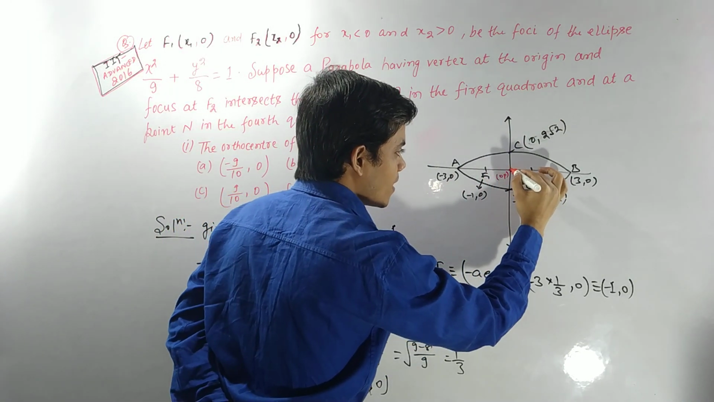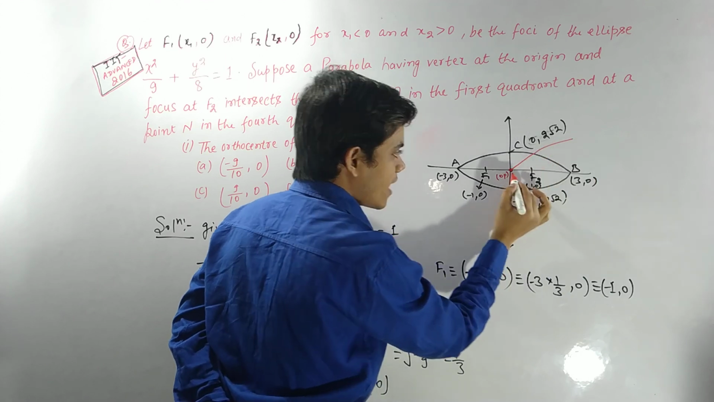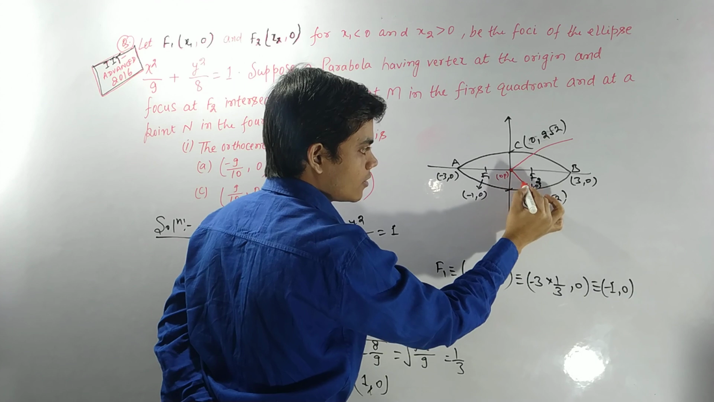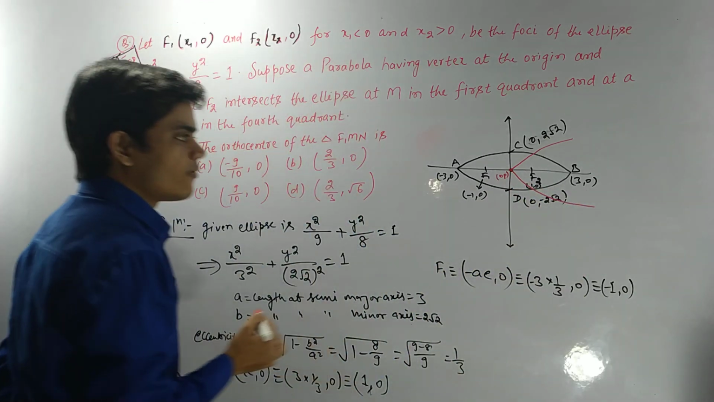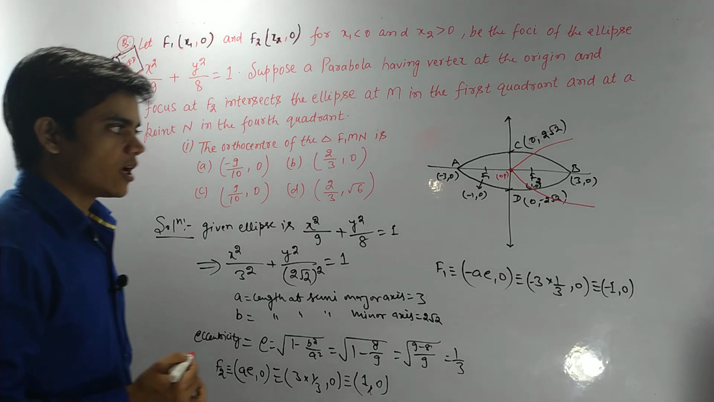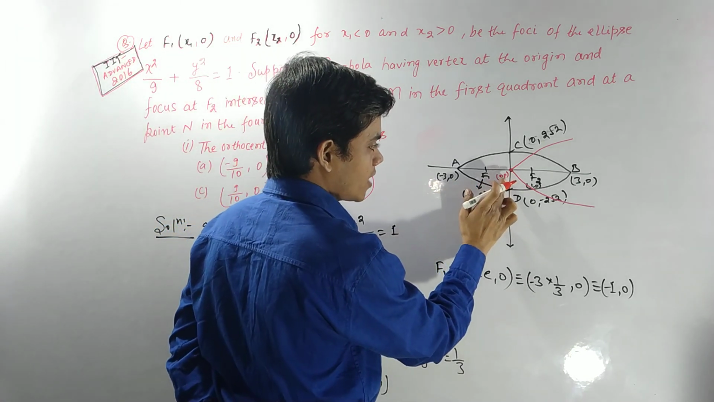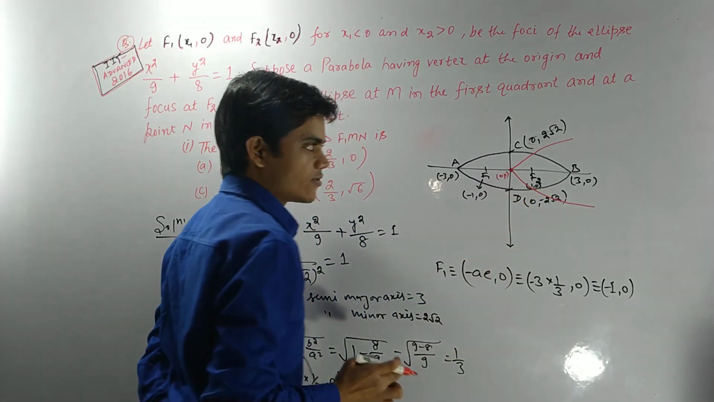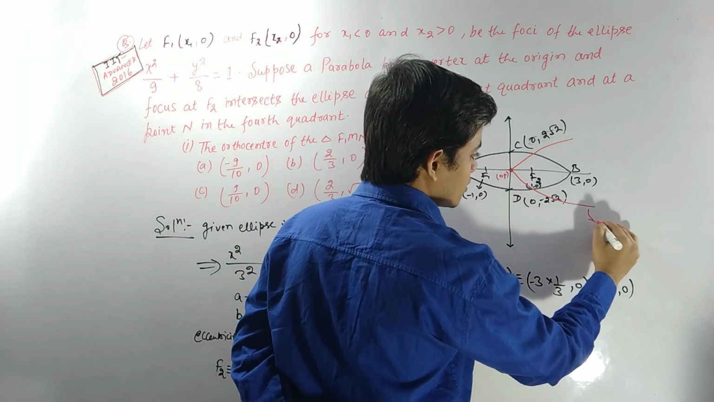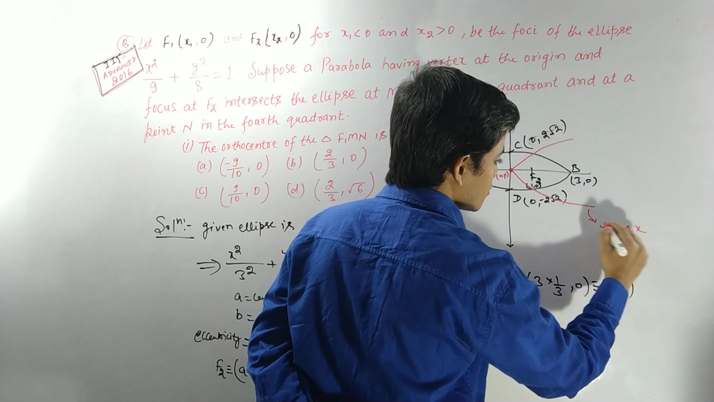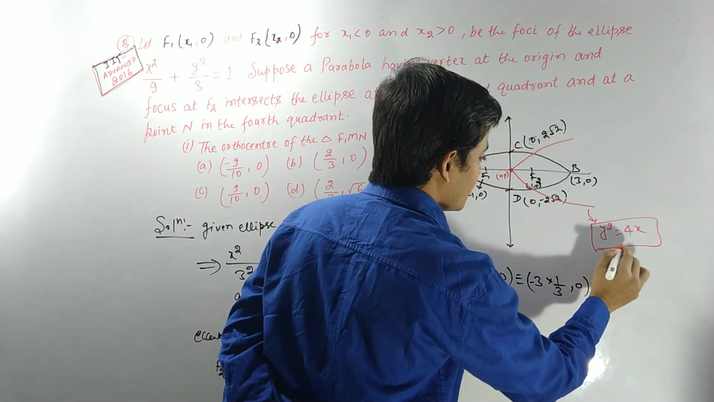So there is a parabola whose vertex is at the origin and whose focus is nothing but F2. If I ask you what will be the equation of the parabola whose vertex is 0 comma 0 and its focus is 1 comma 0, then it is very easy to find: the equation of the parabola is y square is equals to 4x.